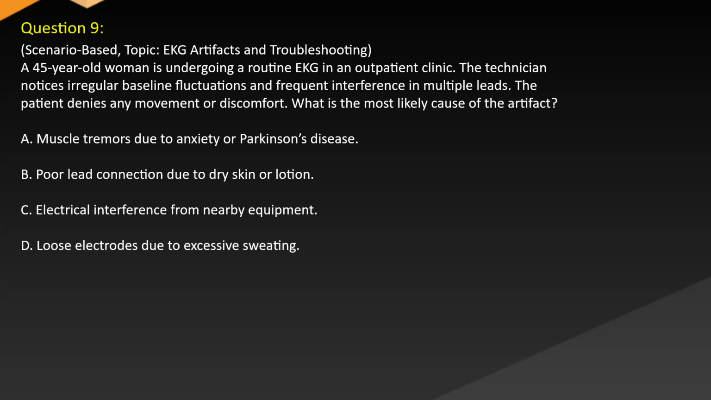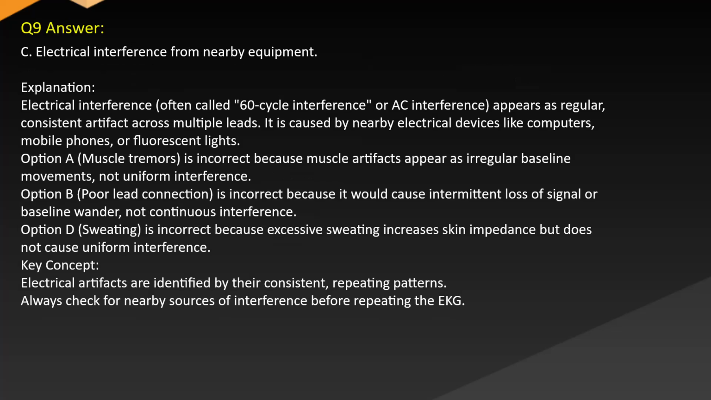A. Muscle tremors due to anxiety or Parkinson's disease. B. Poor lead connection due to dry skin or lotion. C. Electrical interference from nearby equipment. D. Loose electrodes due to excessive sweating. Answer: C. Electrical interference from nearby equipment.